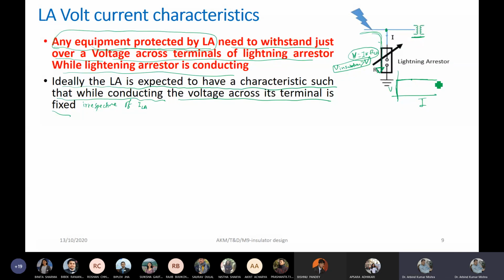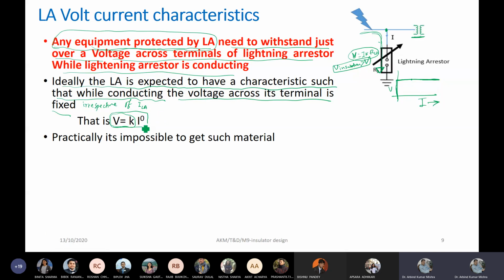It should look like this. Whatever may be the current flowing through it, its voltage should be fixed. What does it mean? Mathematically, it has the characteristic V = K times I^0. Anything to the power zero is 1; even 50 to the power 0 is 1, and 1 to the power 0 is 1. So it will always be fixed to this value irrespective of the current. But practically, we cannot find any such material which has this characteristic.